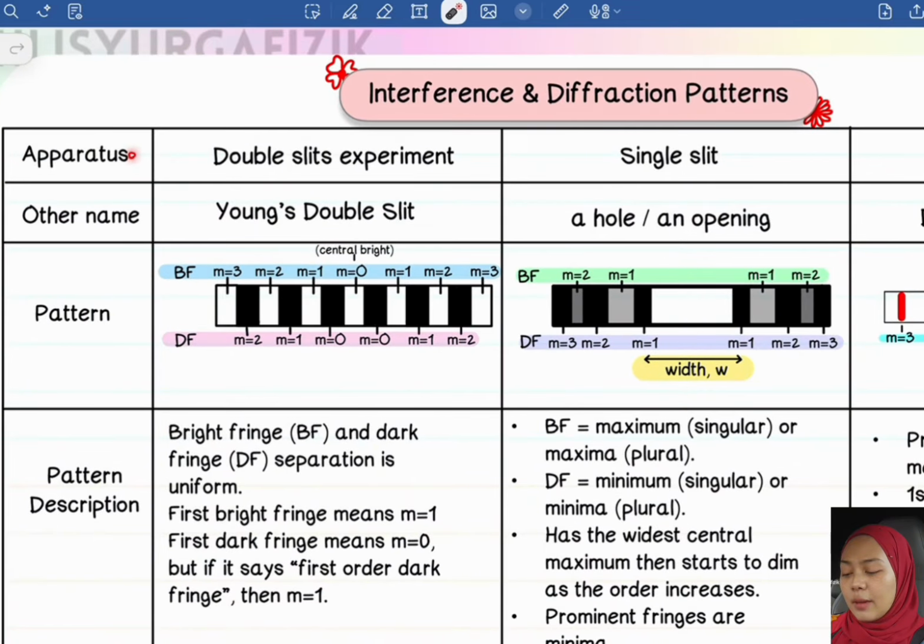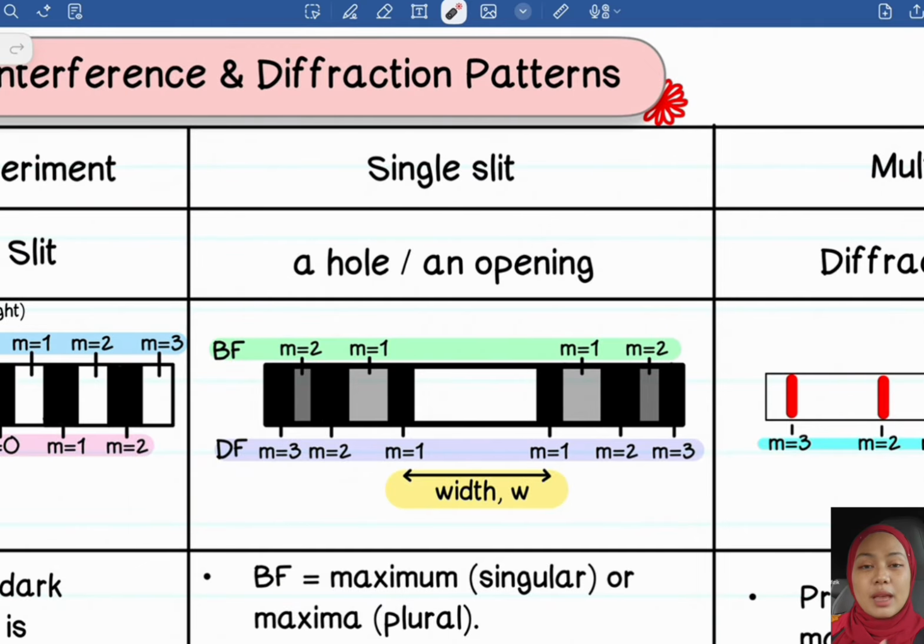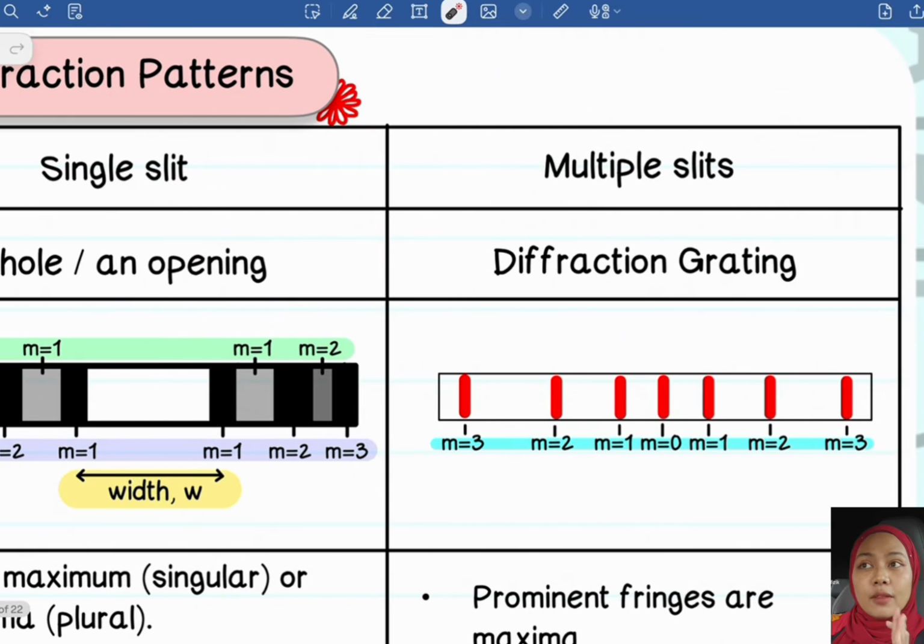Alright, here we have the apparatus and other names, and also the pattern and the pattern description. I put it here. So sometimes you'll read in the question that it's talking about Young's double slit. They are the same as the double slit experiment. For the single slit, sometimes they refer to it as a hole or an opening. That means this is a single slit. And if the question is giving you a diffraction grating, it is actually a multiple slit.